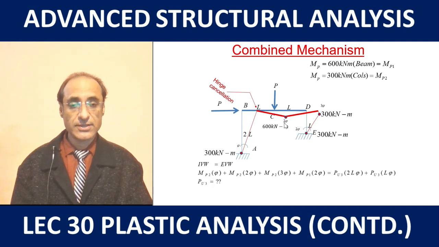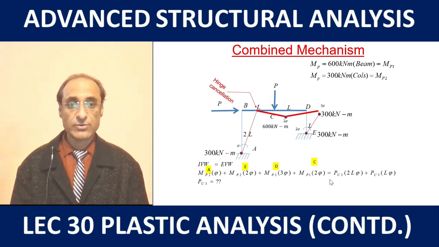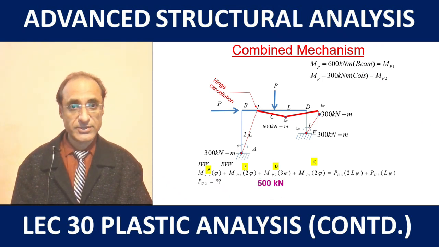Now we can write the equation of the internal and the external virtual work. What you find is that at A, C, D and E, among these, at C we are using the moment capacity of 600 kN-m, that is MP1, and at all the other locations we are using 300 kN-m. For the external virtual work also, the work is done by both the forces, the horizontal as well as the vertical force. Solving, we get a value of 500 kN.